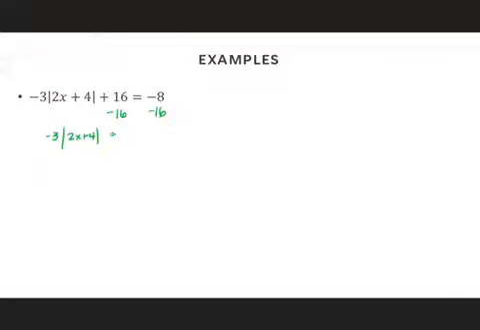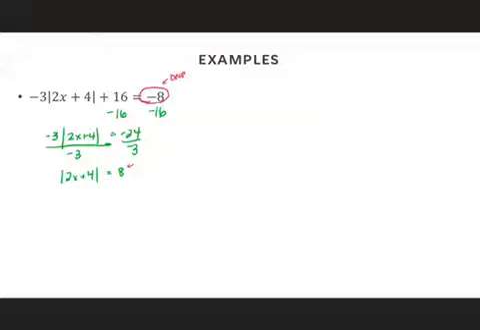So negative 8 minus 16 is a negative 24. And I'm going to divide both sides by negative 3. So the absolute value of 2x plus 4 is equal to positive 8. Now, this is why we isolate the absolute value first. At first glance, if I don't isolate it, this leads me to believe that the answer doesn't exist. Except that when I then do the math, now I've got a positive 8 there, and the answer definitely exists, and I need to go find it.